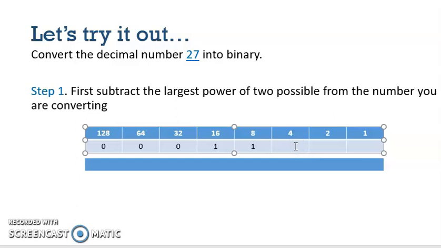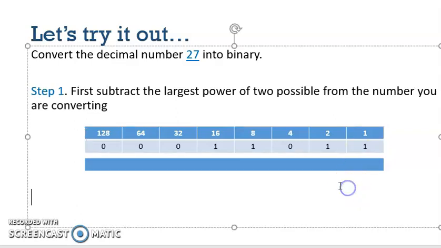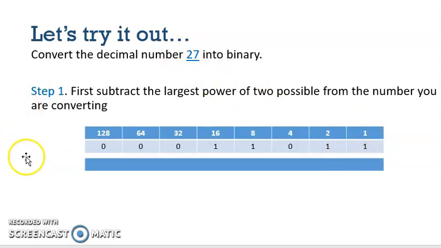Does 4 go into 3? No, it doesn't. Does 2 go into 3? It does, so we put a 1. We're left with a remainder of 1, and therefore 1 goes into 1. And as you can see, we've created our binary number here. Now the simple way to check that is by simply adding 16 plus 8 plus 2 plus 1, which gives us 27. So therefore, we've successfully converted our decimal number into binary.